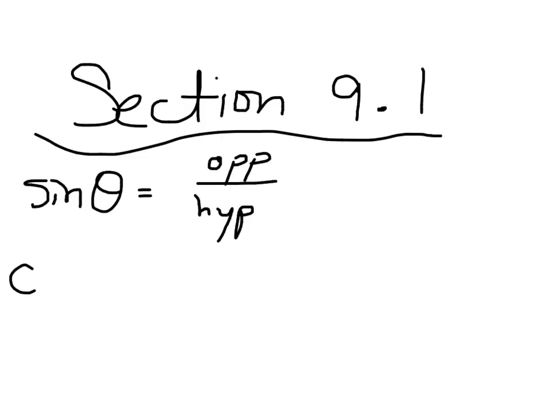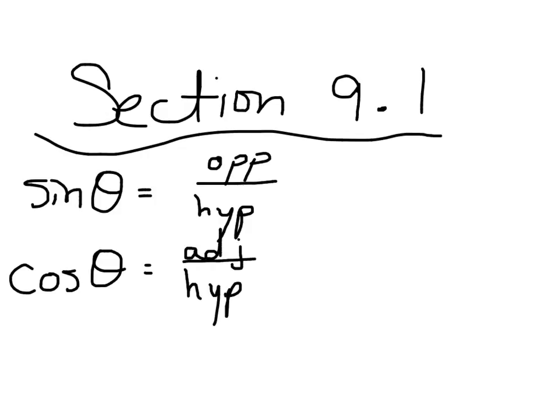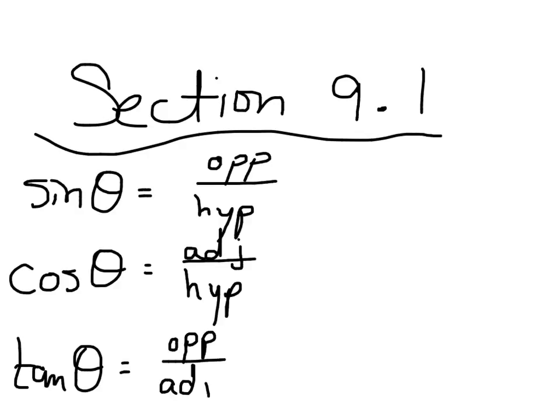Then we have cosine, which if you think about SOHCAHTOA, it was CAH. What did the A stand for? Adjacent. And what did the H stand for? Good. And then the tangent was TOA. What's the O stand for? Opposite. And adjacent. Okay?